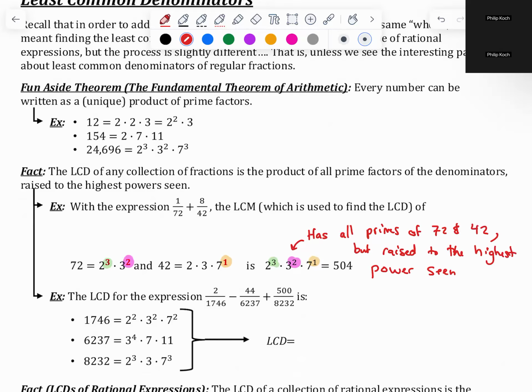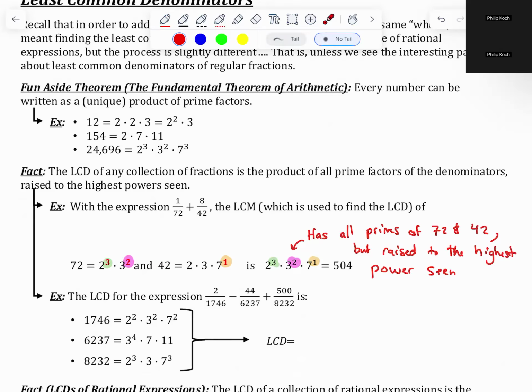Yes, Ben. 42 has a 2 to the first power, but 72 has a 2 to the third power. So the LCD, the least common denominator, or the least common multiple technically speaking, which we'll use to find the LCD, needs to have at least a 2 to the third power so that 72's 2 to the third can divide into it. So the third power is the highest power seen. The second power is the highest power of 3 seen, and that's why it's 3 squared and not 3 to the first power. The highest power of 7 seen is a 7 to the first power.